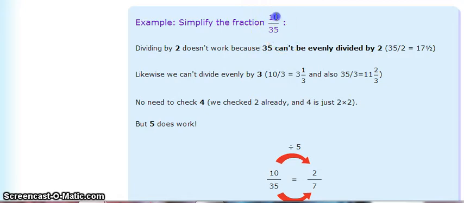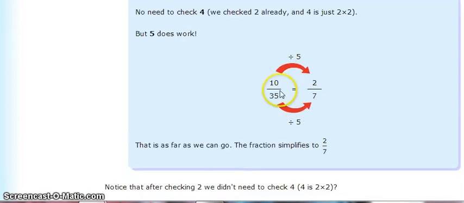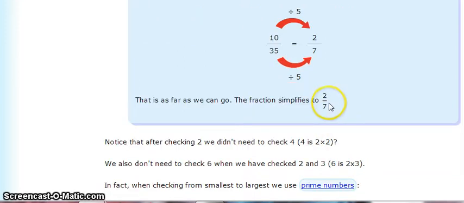Also, these numbers end in a 0 or 5. Using my divisibility rules, I know that 5 can make any number that ends with a 0 or 5. So then I know that I can divide 10 by 5 and divide 35 by 5. 10 divided by 5, right down here, will give me 2. 35 divided by 5 would give me 7. So then I know 2/7 is reduced to lowest terms.